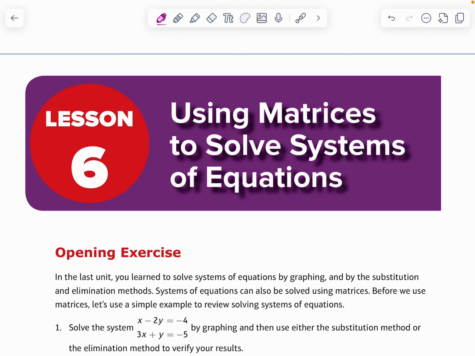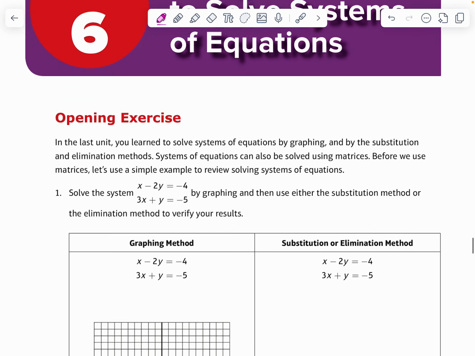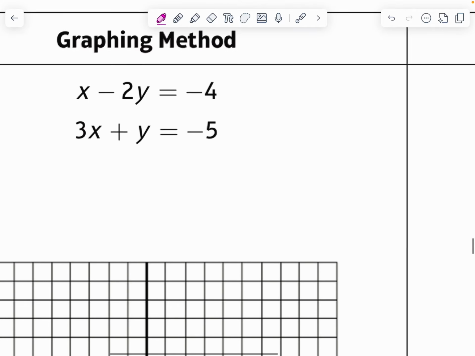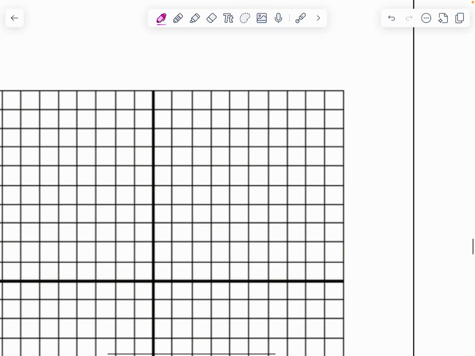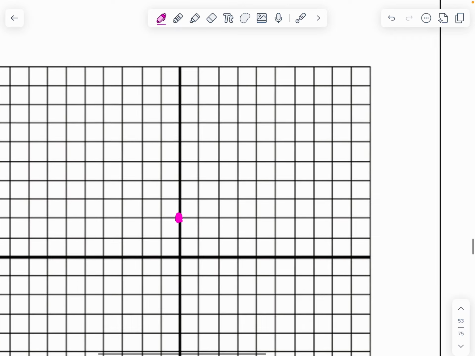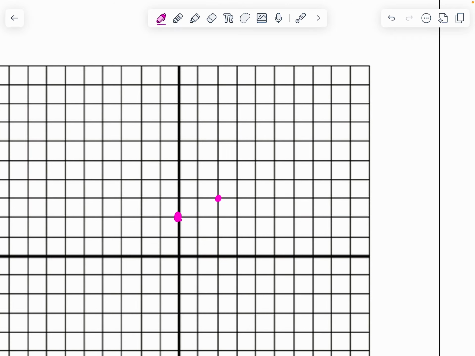Okay, we've done solving systems of equations already, so we're going to start out down here, but then we're going to use some matrices to do this. When we do this, subtract that x to the other side, get y equals 1/2 x plus 2. So I come down here to 2, and it's a positive 1/2, up 1 over 2.